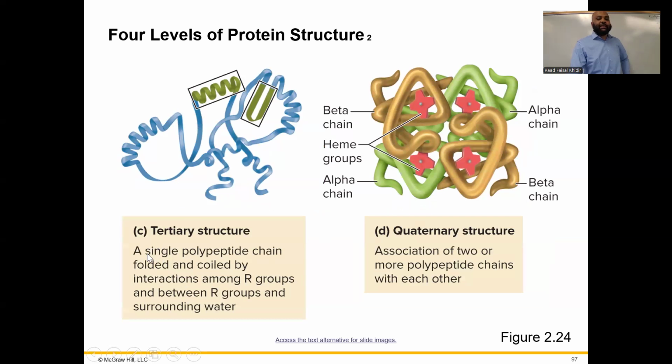Tertiary structure is a single polypeptide chain folded and coiled by interactions among the R groups and between R groups and surrounding water. So the tertiary structure happens when there is interaction between the R groups and water. Quaternary structure, that's when you have your functional or structural protein. And quaternary structure is associations of two or more polypeptide chains with each other.